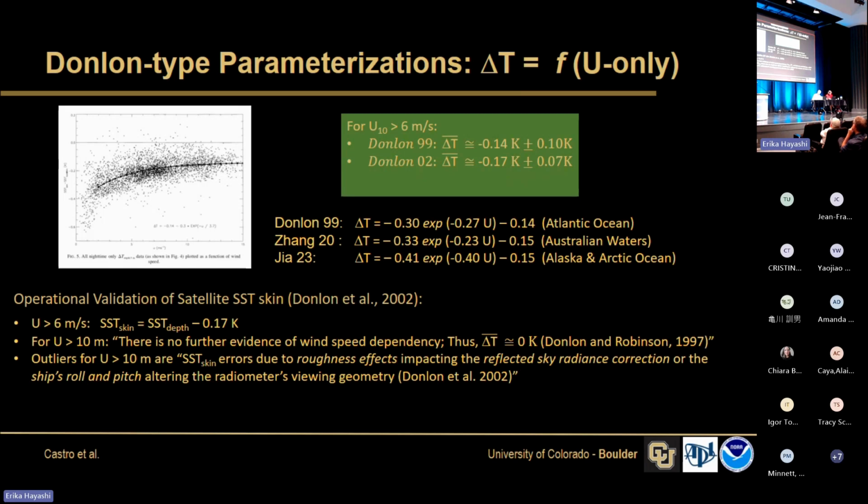For all of these results, the high winds are not larger than 15 meters per second, but it's assumed that this constant value is valid for all wind speeds. So any deviations from this asymptote are assumed to be errors in the skin retrieval. What we are proposing here is that they're not skin retrieval errors, but are actually physical.